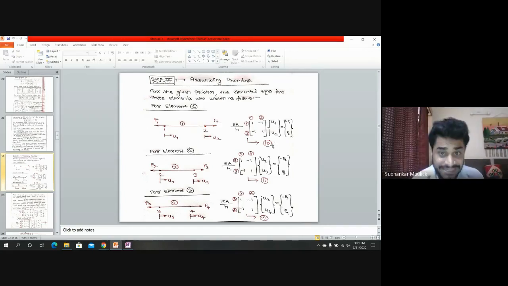Now for simplicity, because at last you are having a total of 3 elements. So when you assemble all these 3 elemental equations, you will get a big 4 by 4 matrix. In order to solve that matrix very easily, what I am doing is, let us write the numbering. Give the node numbering.